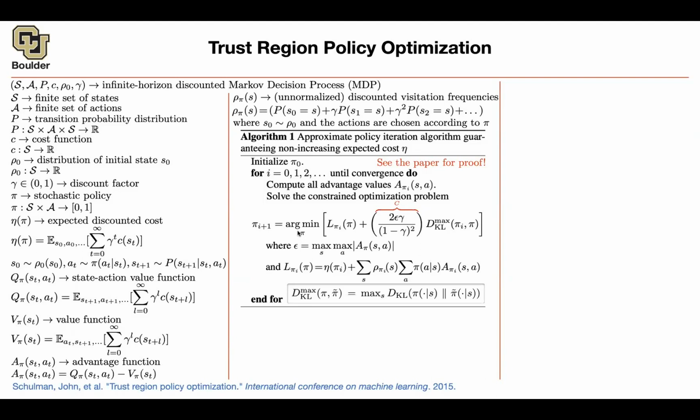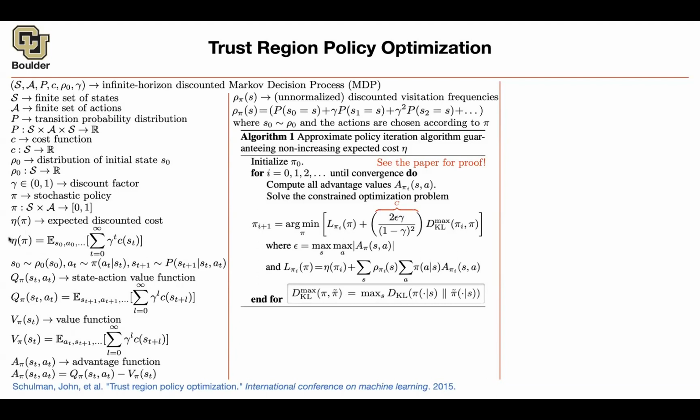This algorithm is useful when you have finite states and finite actions, because then you're going to have tabular data. You can put them in a matrix. Your policy is going to be in matrix form, and then you are going to solve this minimization problem. But what are you minimizing? What is this L of pi prime, pi i? This is a local approximation. I'm going to tell you why it is a local approximation to the expected cost.